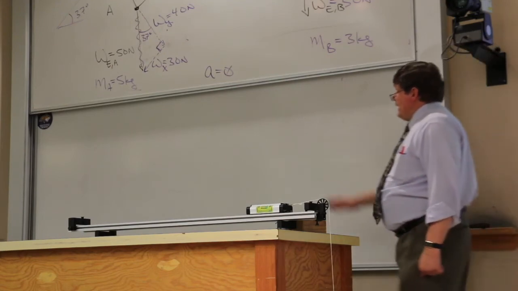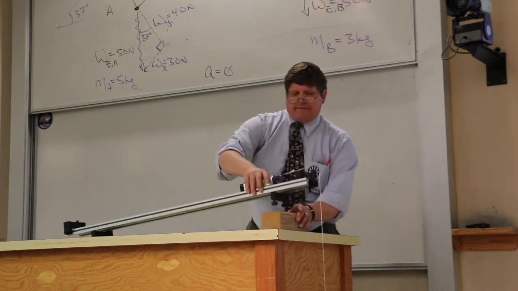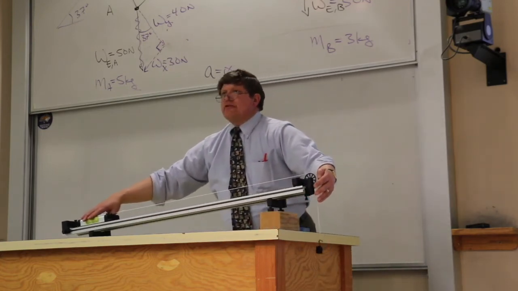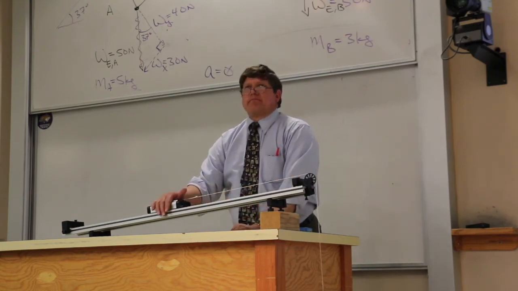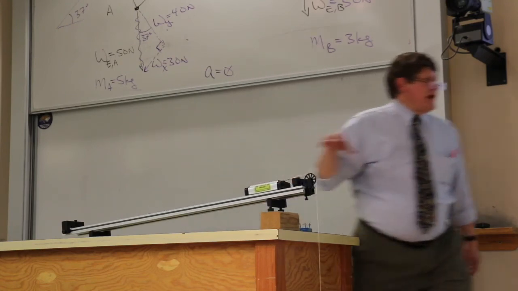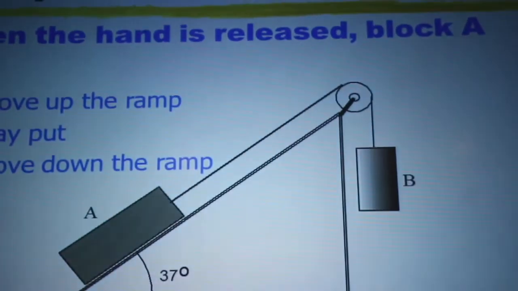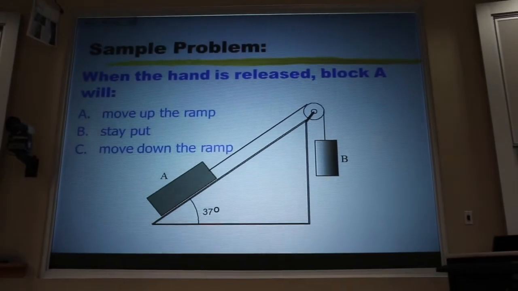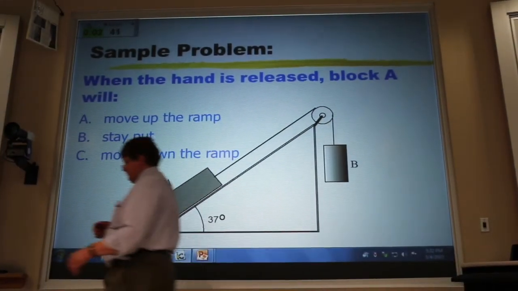Now, in this problem, the part we didn't get to was, as this thing is going up at constant speed, a hand stops it. And then lets go. And the question is, what is going to happen to the block A? After the hand lets go, will the block move up the ramp? Will it stay put? Or will it move down the ramp? With your clicker, tell me what you think will happen.